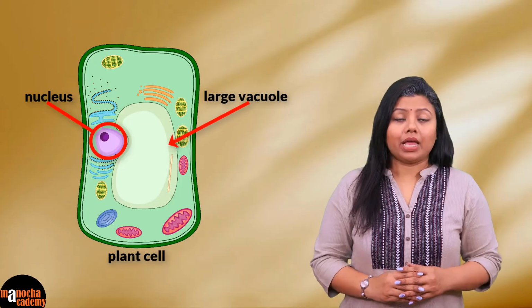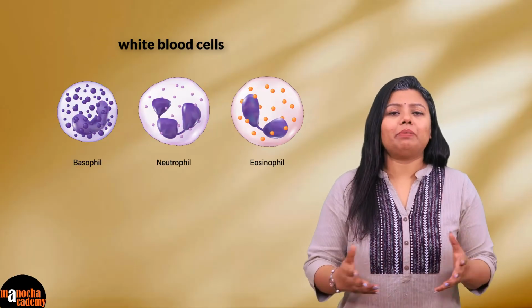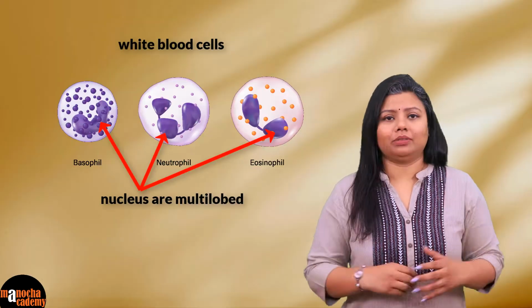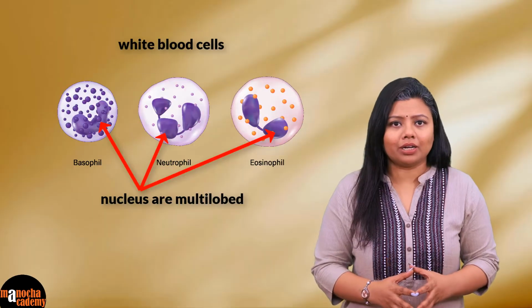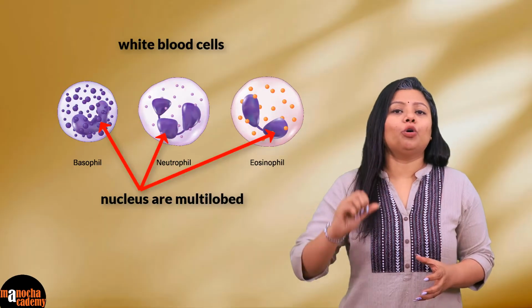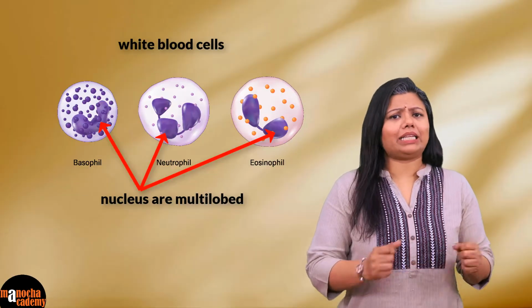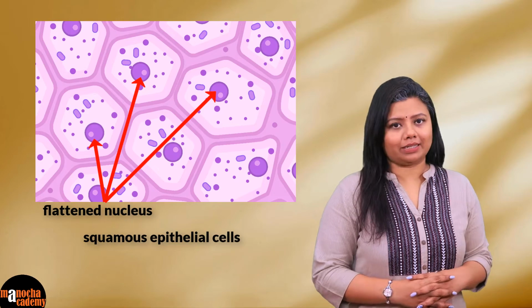in shape. In certain other cells, for example, the white blood cells of human beings, the nucleus is multi-lobed. It is not a single oval or spherical structure. It is made up of several lobes joined with each other. Sometimes they may also be slightly flattened in structure, for example, in squamous epithelial cells.